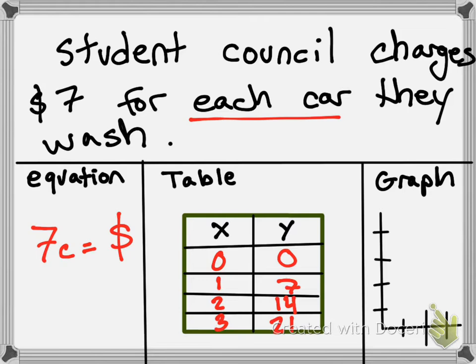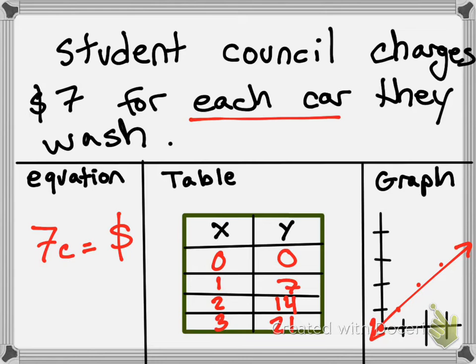Perfect. Now, for 1, for 0, we get 0. 7, 14, 21. It makes a nice line. Do we see that? So you might be given a graph. You might be given a table. You might be given an equation. You might be given a word problem. All of these are synonymous.